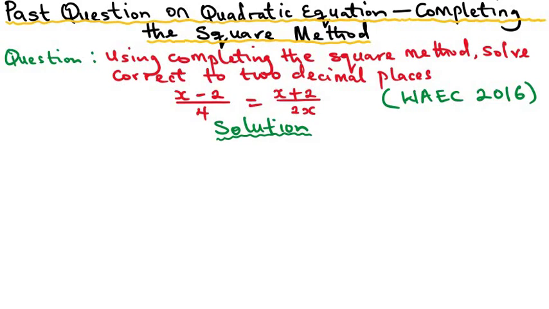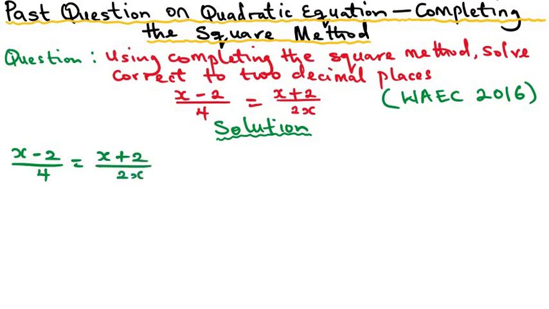Now let's solve the question. It says, using the completing the square method, solve, correct to two decimal places, (x minus 2) over 4 equals (x plus 2) over 2x. We'll have (x minus 2) over 4 equal to (x plus 2) over 2x.